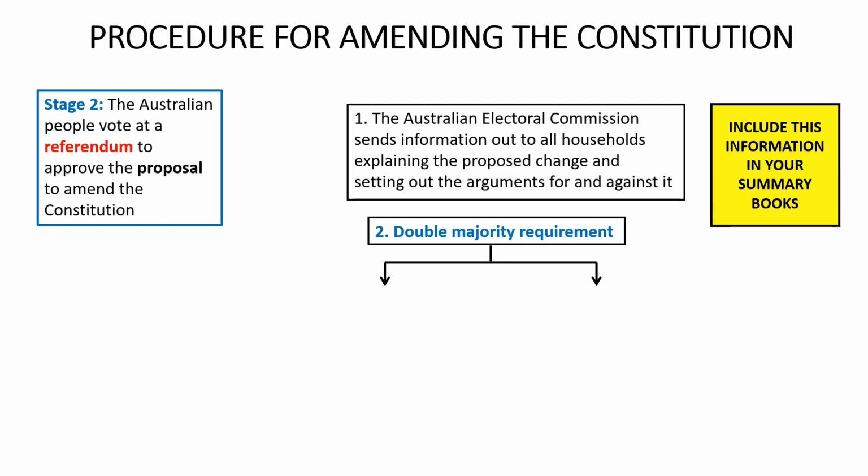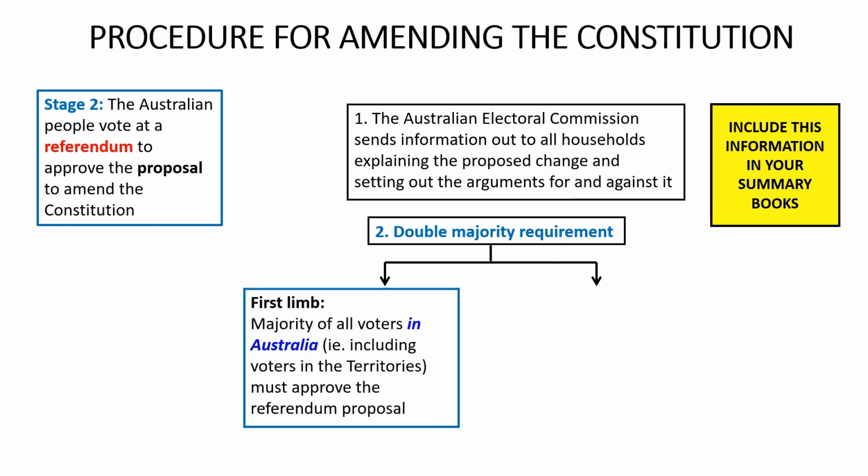Under the double majority requirement, the votes at the referendum must satisfy two requirements or limbs of the double majority requirement for the proposal to change the Constitution to be approved. The first limb is that the majority of all voters in Australia must approve the referendum proposal. That is, to satisfy this limb, over 50% of all of the voters in Australia, that is, over 50% of the total of all the voters in the states and the territories, must vote in favour of the referendum proposal.